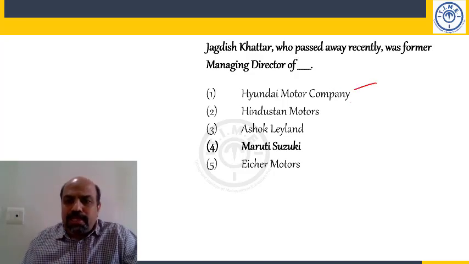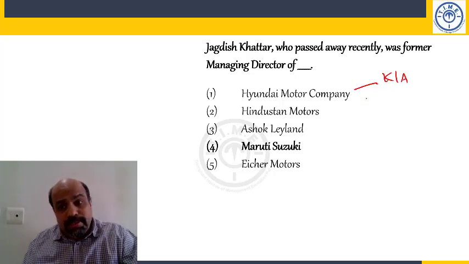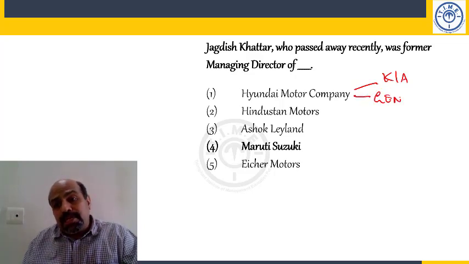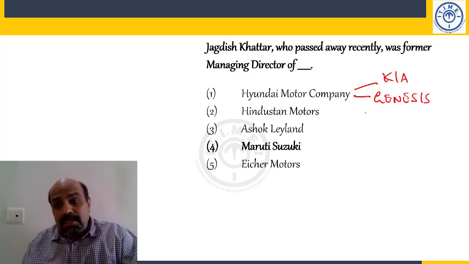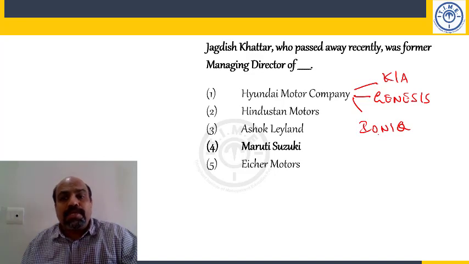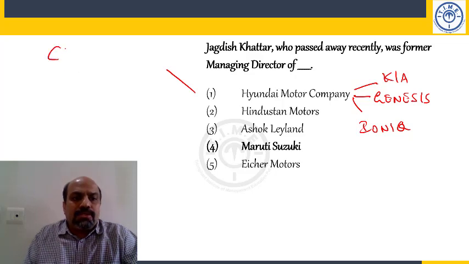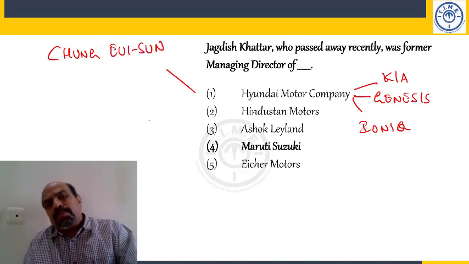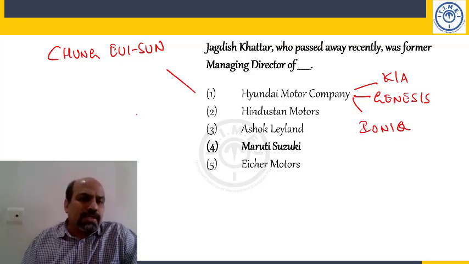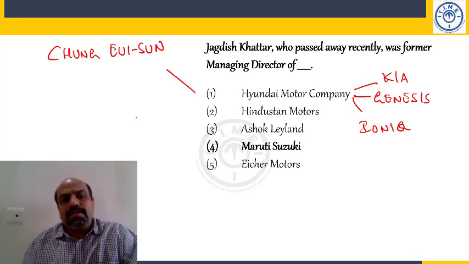It owns companies like Kia. You know Kia Motors? Kia is owned by them. Genesis is a luxury car company, and they own it. They also own Ioniq, an electric vehicle maker. Ioniq, Genesis, Kia: three brands. The chairman of Hyundai Motor Company is Ching Yu Sen.